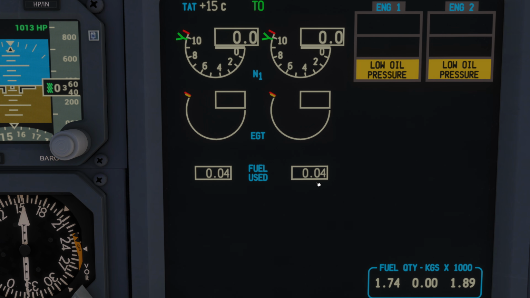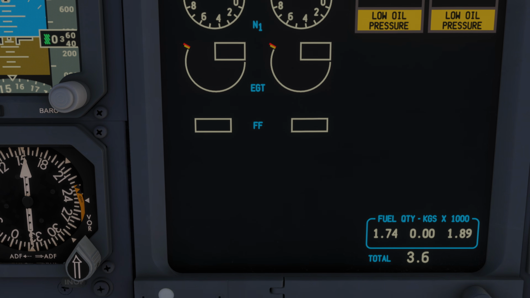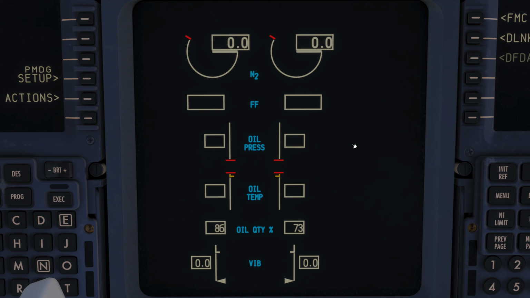Why is that important? So the fuel used indicator tells us how much fuel the engines have already burned in this cycle. Now, this is important because it tells us exactly how much fuel we are supposed to have. It's a very easy equation. The fuel that you loaded on the ground before you started the engines minus the fuel that you used has to be the fuel that you currently have on board. If it is not, then you absolutely know that you have a problem.